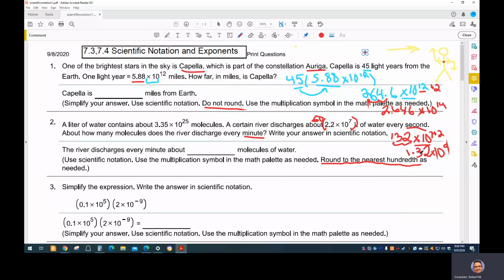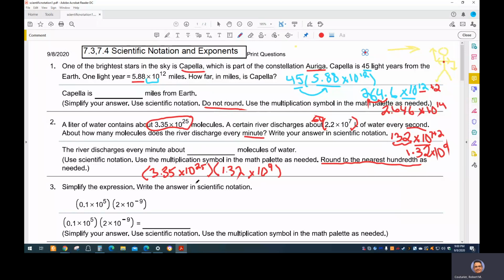Okay, so we have this done. Now, if we know that this many liters of water have passed in 1 minute, and we know that this many molecules are in a liter, we need to multiply these two together. So we can do that over here. You have 3.35 times 10 to the 25th power. I'm going to put them in parentheses. And then we have 1.32 times 10 to the 9th power.